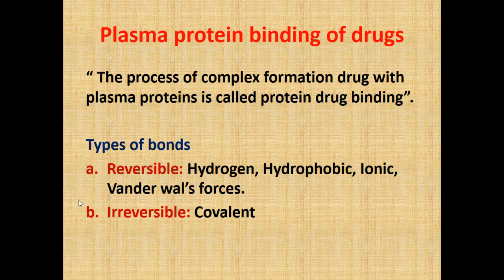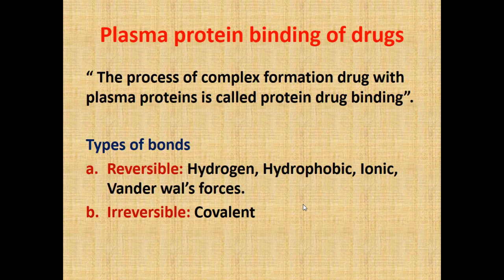Then next we come to one of the important short notes questions, plasma protein binding of drugs. What is plasma protein binding? Even if you give the drug, it will go and bind to the plasma proteins. It is called plasma protein binding. The process of complex formation of a drug with plasma proteins is called plasma protein binding. Now, with which bond is the drug binding to the plasma protein? There are two types: reversible and irreversible. If the drug forms hydrogen, hydrophobic, ionic, and van der Waals forces with the plasma proteins, it is reversible. If the drug makes covalent bonding, it is irreversible. That means you cannot remove it from the body.